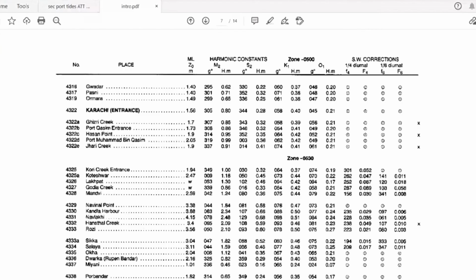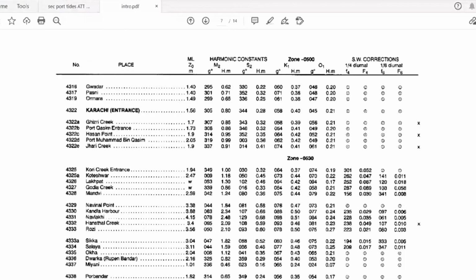Excuse me, sir, you were telling about the Gulf of Kutch and Gulf of Khambat. Could you explain it once again, sir? Okay, I'll just draw it and show you. Approximately, I am drawing this diagram. This may not be perfect, but I think it will serve our purpose.